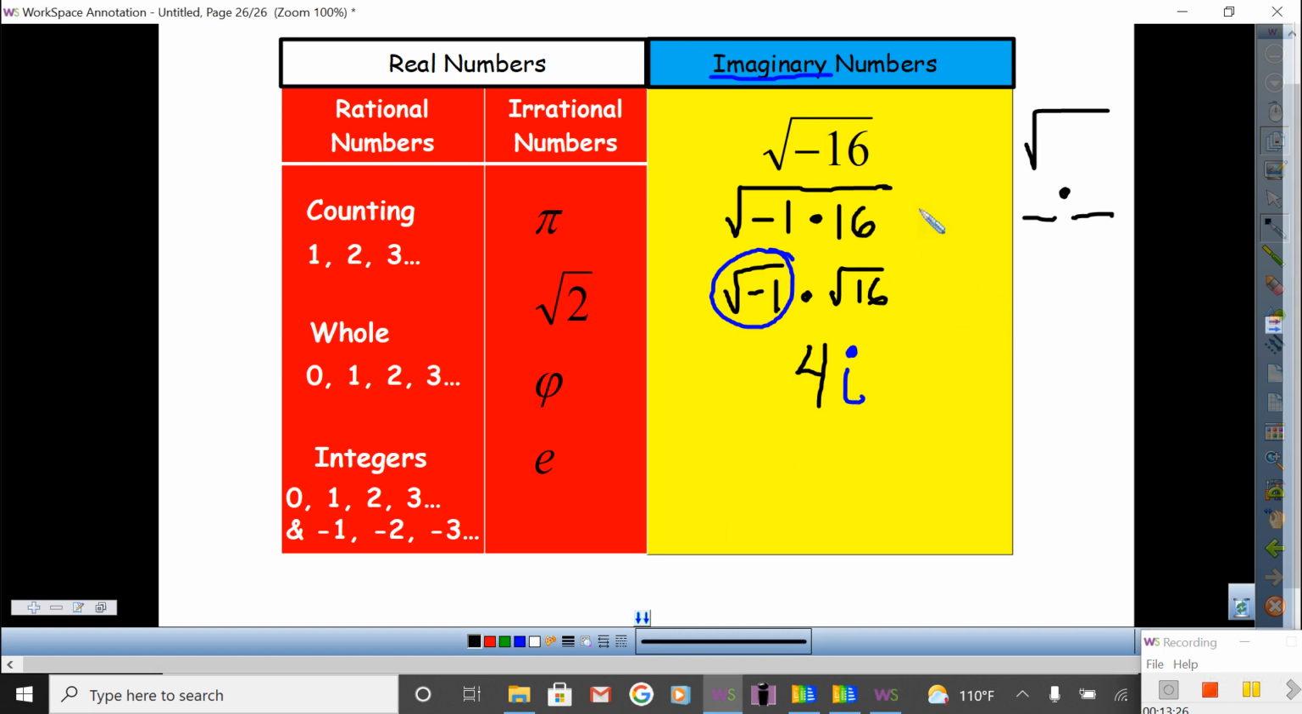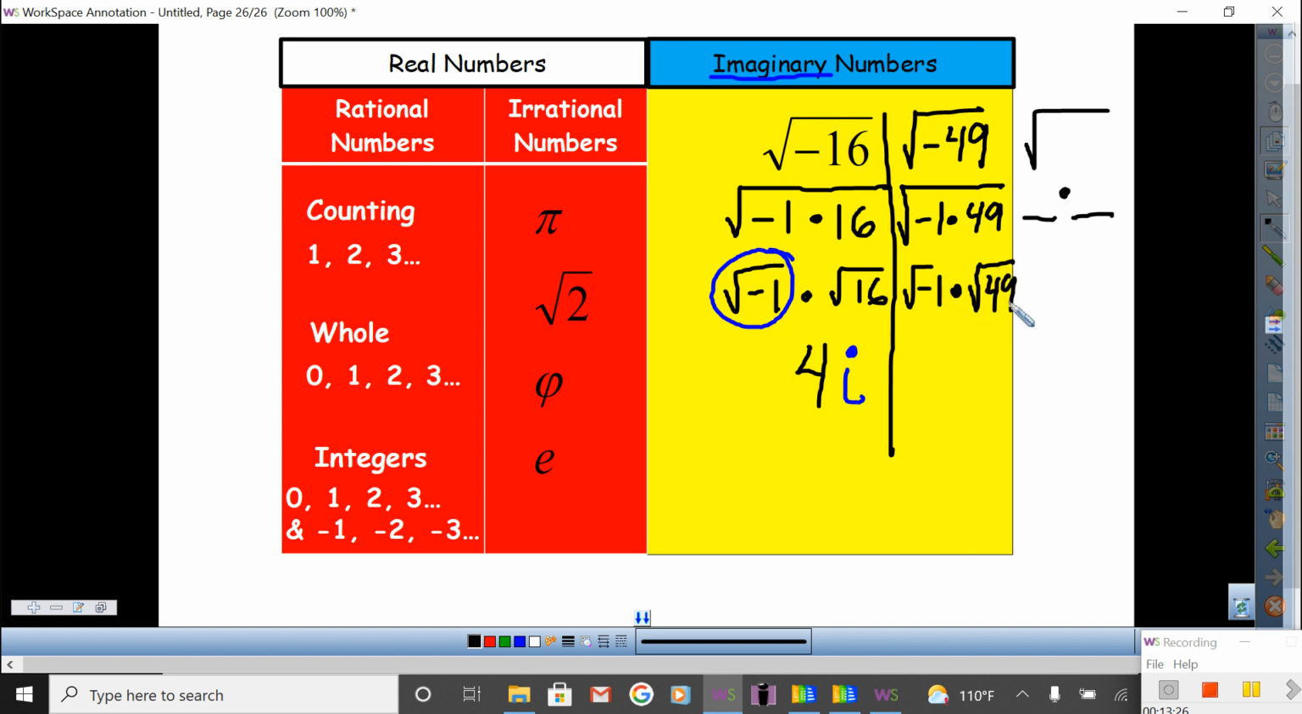So let's practice another one. Here we go. Let's do square root of -49 together. Ready? To rewrite square root of -49, we can rewrite it as square root of -1 times 49. So how can we rewrite this? Well, square root of -1 times square root of 49. So what is the one thing that we do know? Square root of 49, right? Which is what? 7. And what is square root of -1? i. That is correct, and that goes right there.